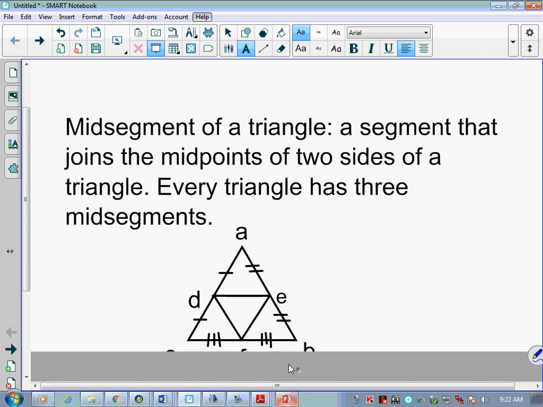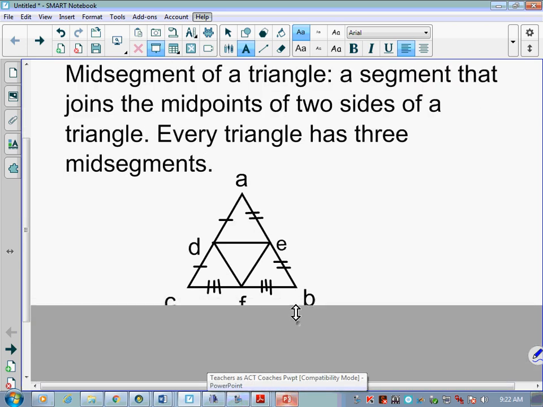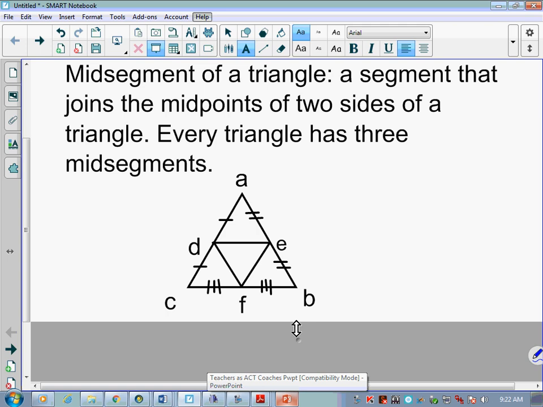Here I've drawn just kind of a basic example of that, where we see that D is the midpoint of AC, F is the midpoint of CB, E is the midpoint of AB. Then I'm drawing a line across from D to E, E to F, and D to F. What we're going to look at inside is the triangle inside, which is called a midsegment triangle. A midsegment of a triangle is a segment that joins the midpoints. So we know how to find a midpoint, right?